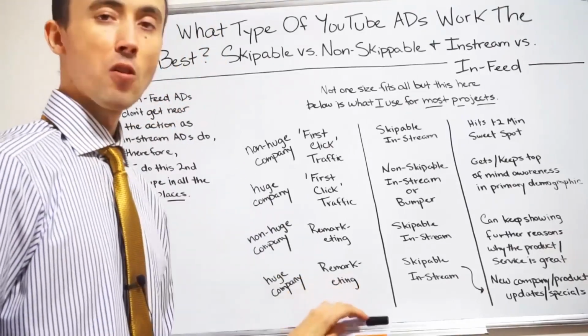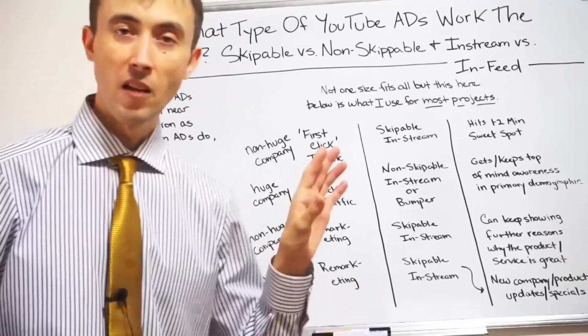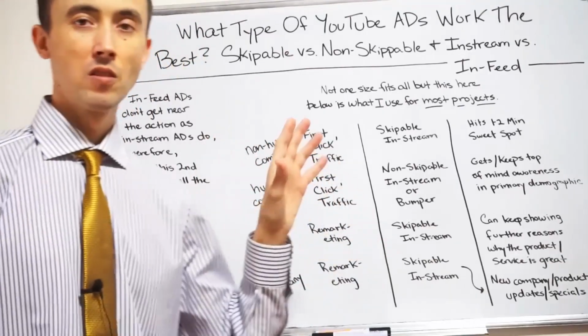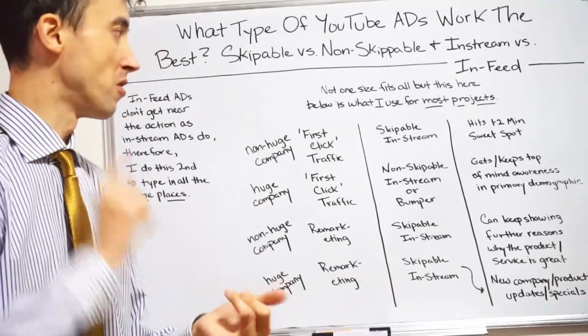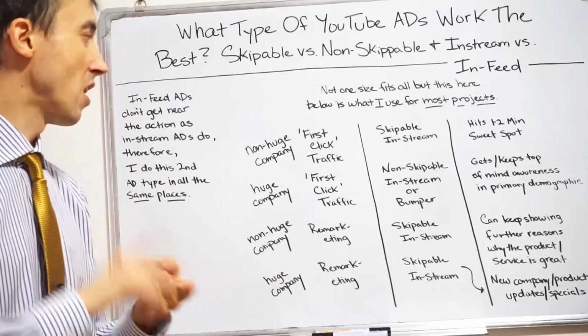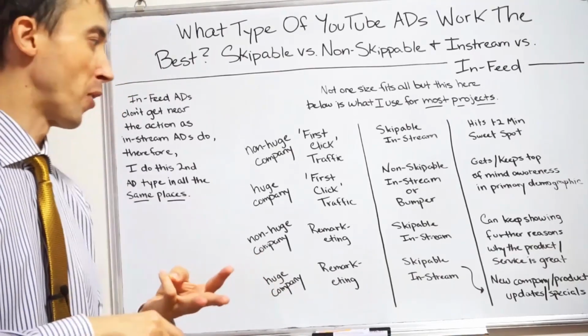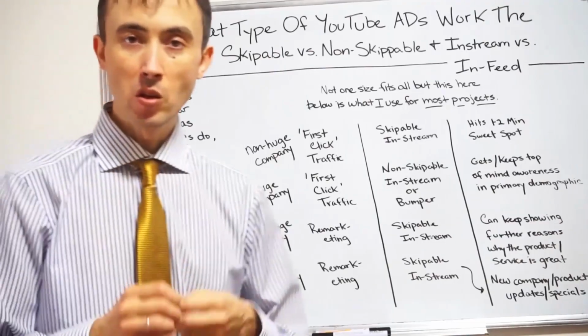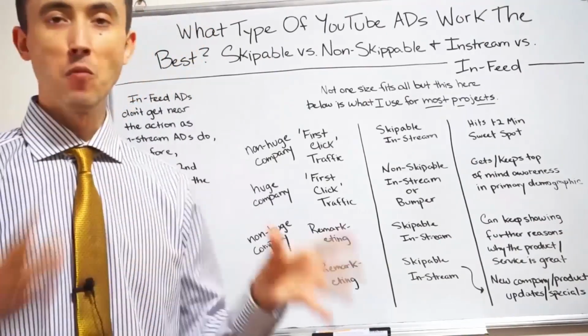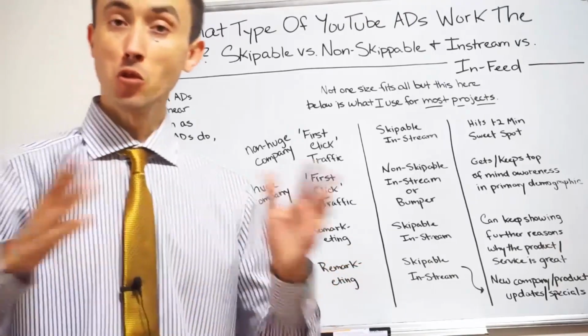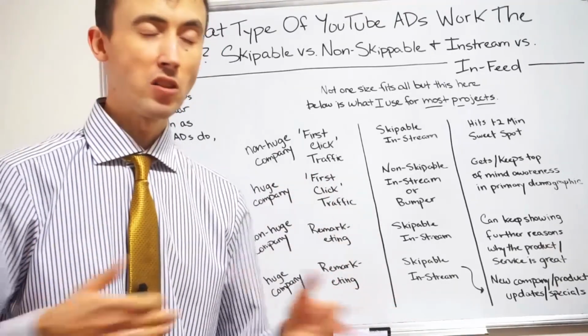But in general, that's a very high level overview of in-stream versus in-feed, and skippable versus the non-skippable or bumper ads. What you want to use, why you want to use it. There's a lot more to know about YouTube advertising. It's extremely profitable nowadays, even in 2022.